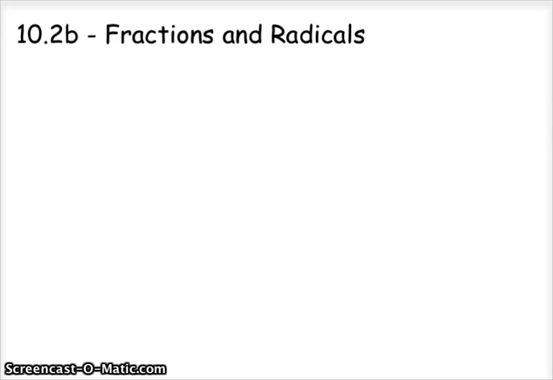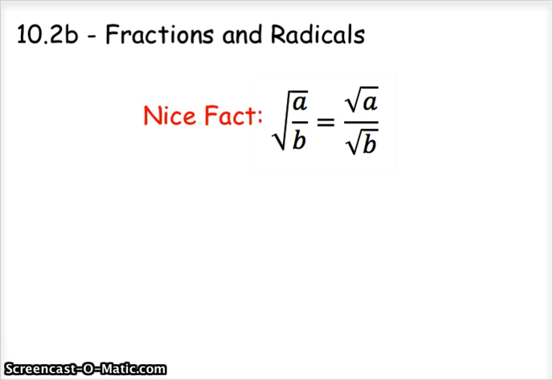For the second part of 10.2, we are going to look at fractions and radicals and how they work combined. Two facts for us to start off with. First of all, a nice fact. Just like with multiplication, we can distribute radical signs to both parts, the numerator and denominator of a fraction. So if we had the square root of a over b, we can simplify that as the square root of a divided by the square root of b, which is very nice to use.